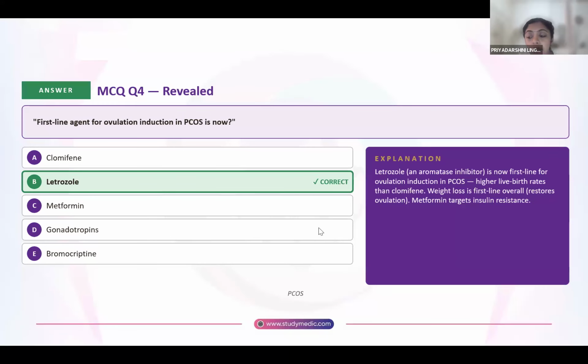So remember, for your exams, if your question typically targets ovulation induction, you need to go specifically. If they are going to ask you the first line agent for treatment of insulin resistance, then you go with metformin. If they ask you the drug of choice for hyperprolactinemia, then you go with bromocriptine, you go with cabergoline. So this is how you choose your drugs.